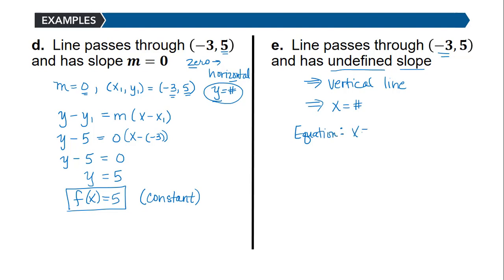x equals negative 3. Now there's no way I can write that in function notation because x equals negative 3, which is this vertical line through negative 3 on the x-axis, fails the vertical line test, and it is not a function. So my answer, though, would just be x equals negative 3.